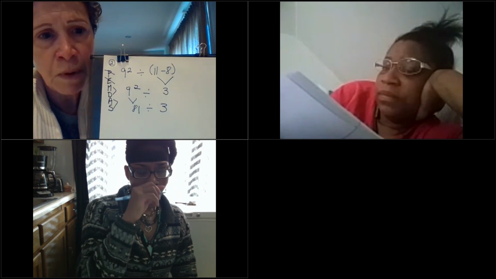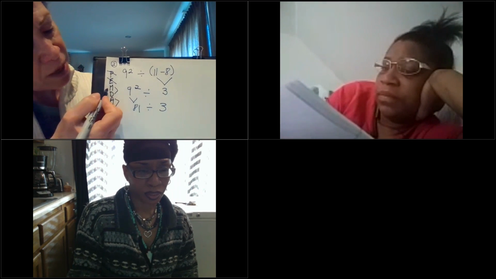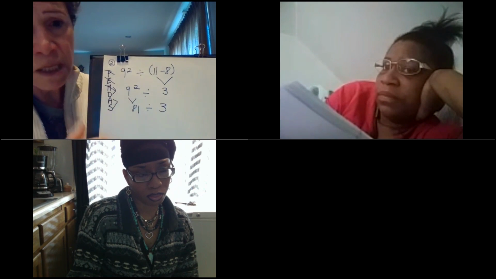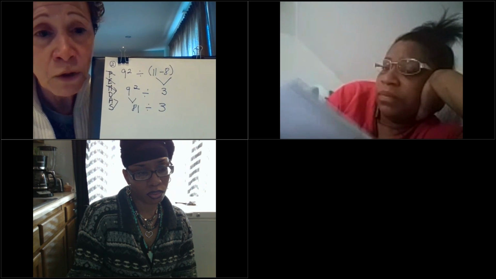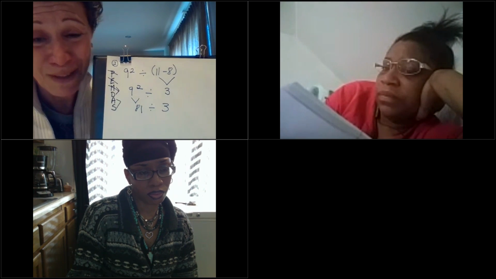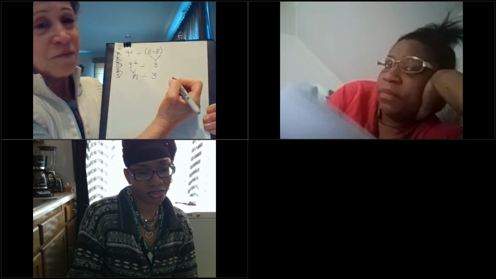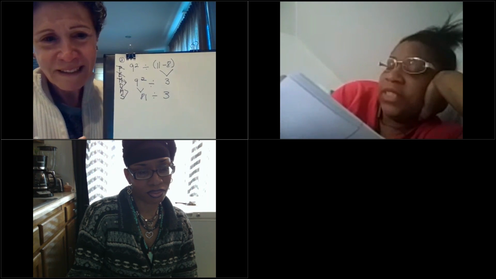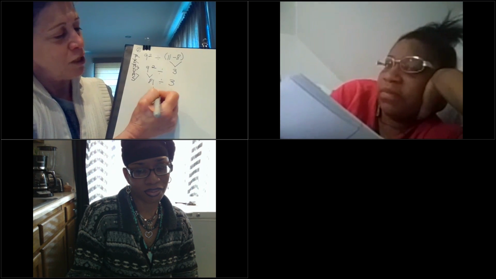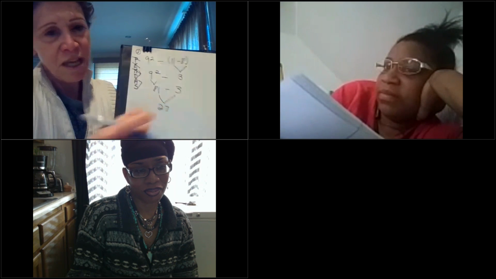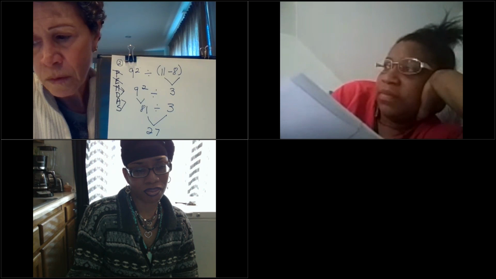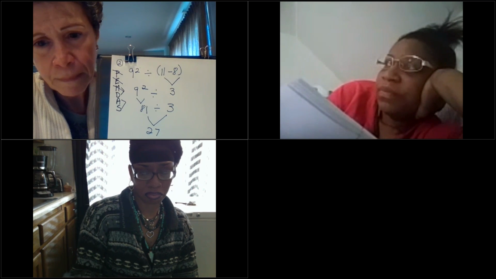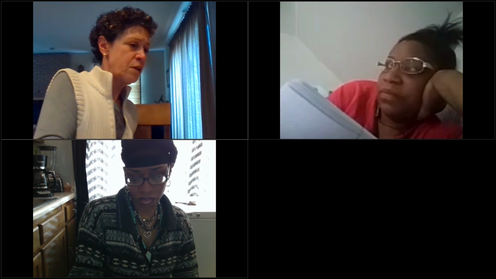I have no more exponents. I don't have multiplication. My next thing is division, and 81 divided by 3. I don't know about you guys, but I can't do 81 divided by 3 in my head. It's 27. Ooh, who said that? Tashana. Shauna, you're good. Okay. 27, and 27 is the answer. Okay? All right, let's take a look at the next one.